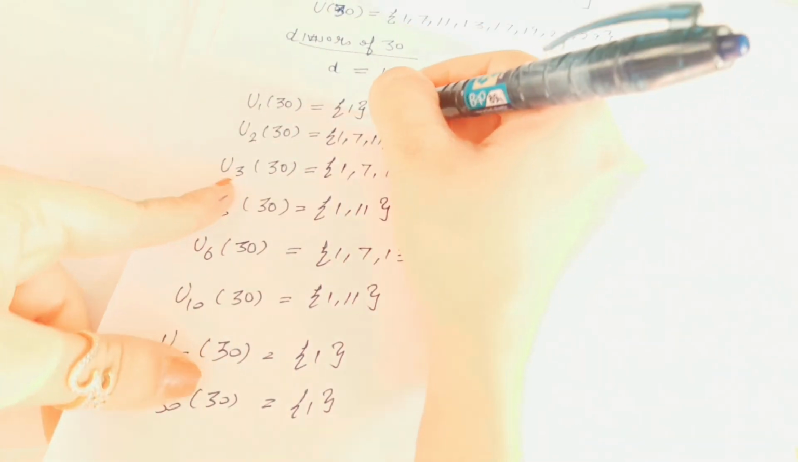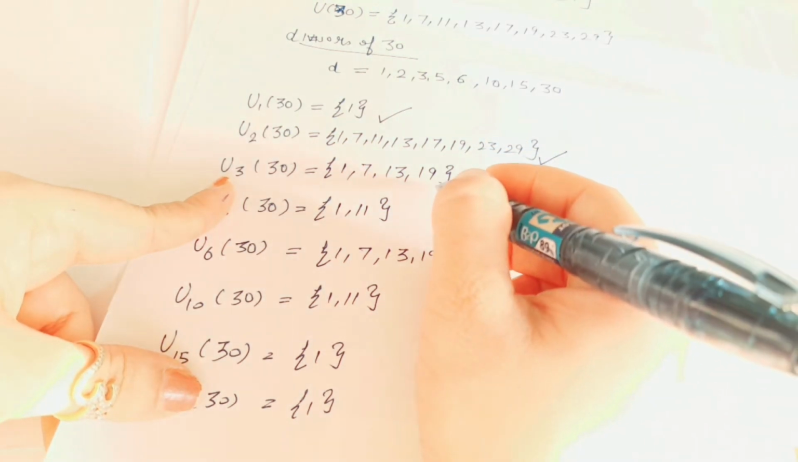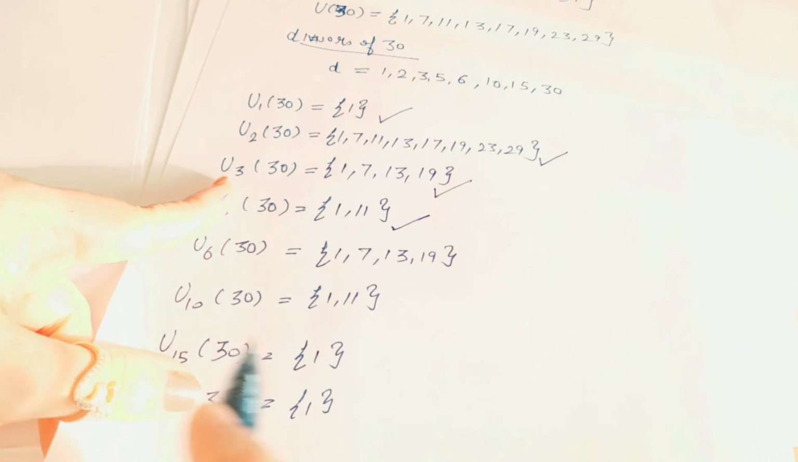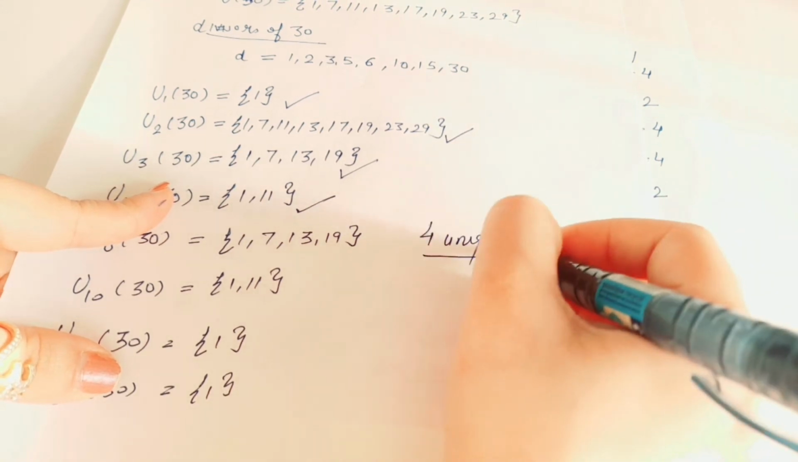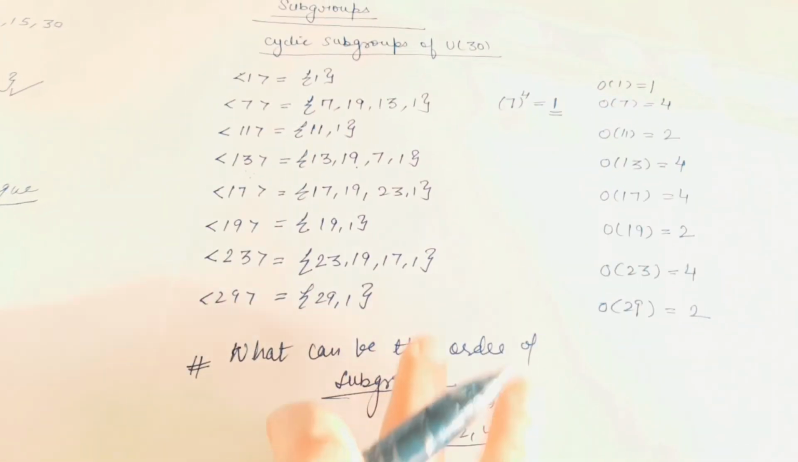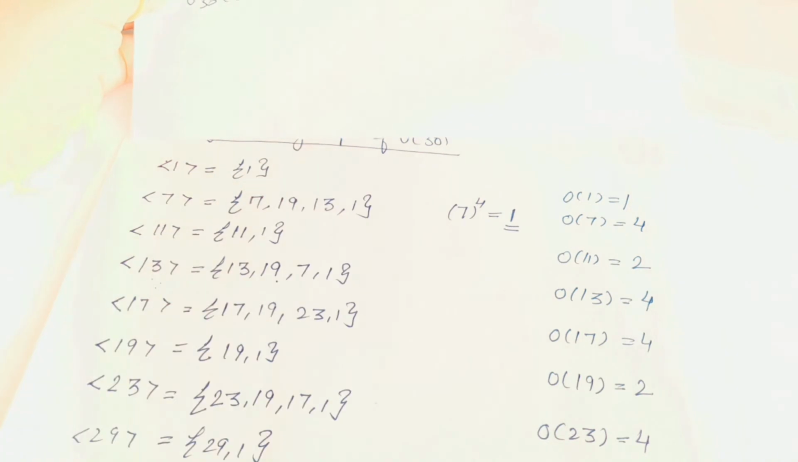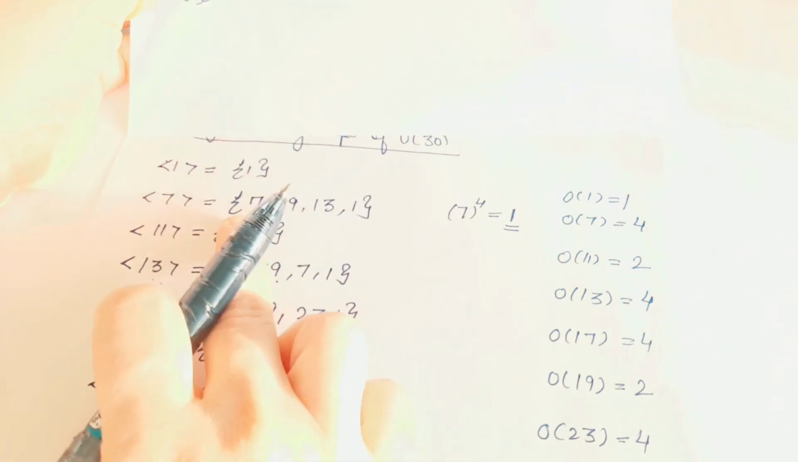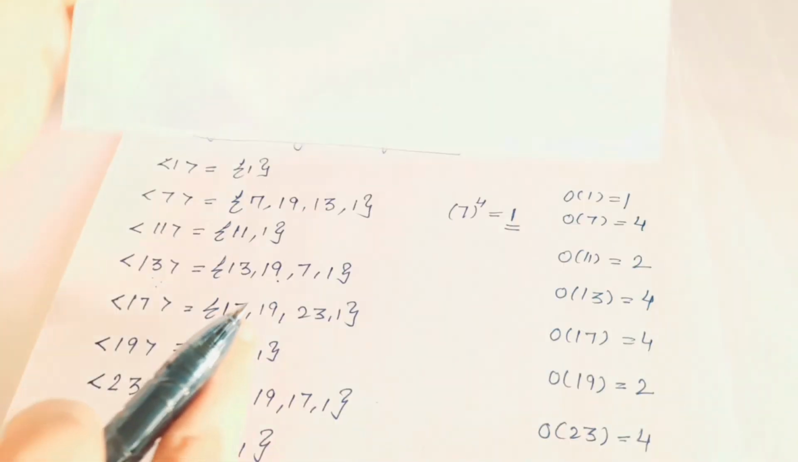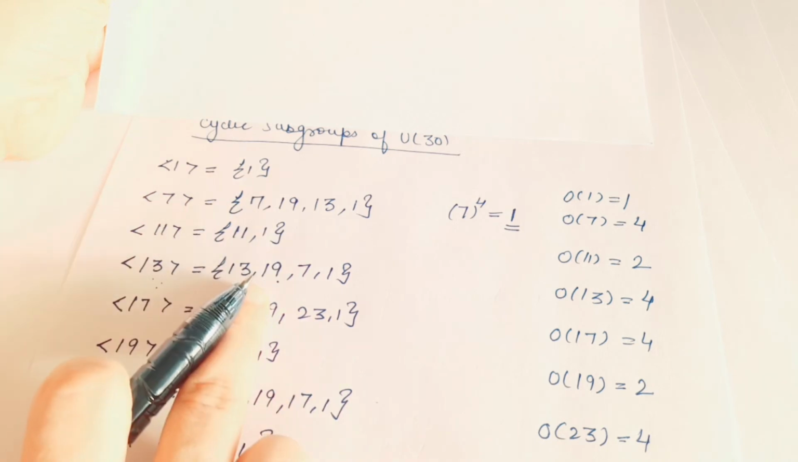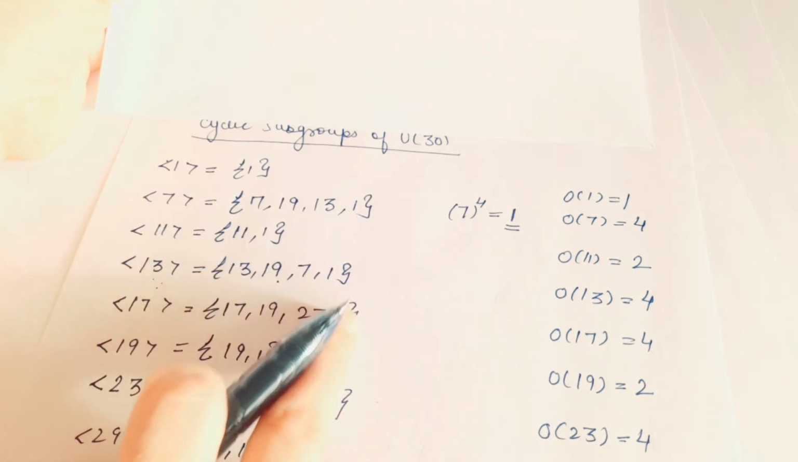And out of these, how many are unique subgroups? 1, 2, 3, 4. Okay, these all are repeats now. 4 unique. So here you got cyclic subgroups. These are cyclic subgroups. This is 1 we had there. 1, 7, 13, 19 we had there in these subgroups also, so we will not count this. 1, 11 was there, so we will not count this. This is the same 7 and 13, 1, 7, 13, 19.